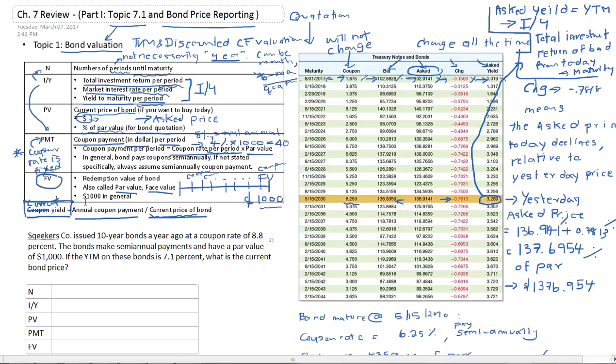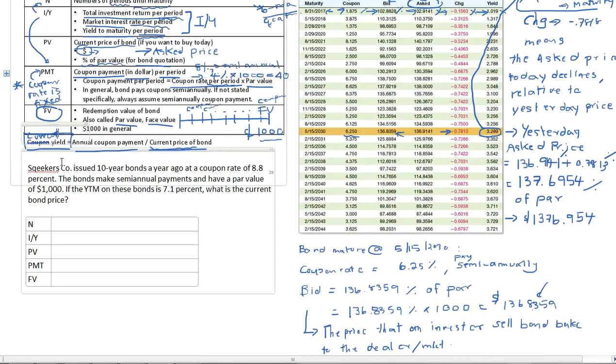Okay, let's work on this problem together. This question gives you information about a 10-year bond issued a year ago. The coupon rate is this percent, with semi-annual payments, par value 1,000, and yield to maturity 7.1. What's the current bond price? That's what you need to find, which is the present value.